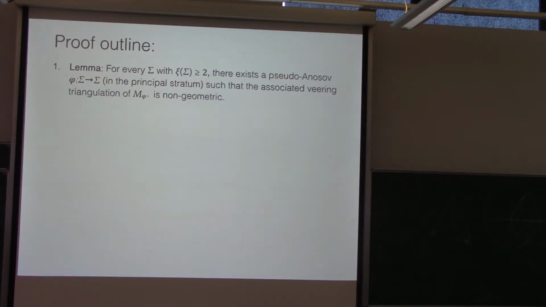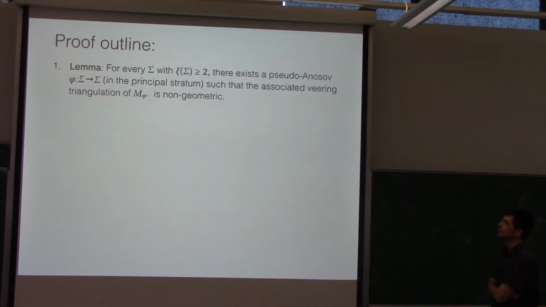Okay, so just an outline. There'll be a lot of details pushed under the rug, but hopefully the outline will be enough to give you an idea of what's going on. So first we need a lemma. For each surface that we're interested in, we need a pseudo-Anosov, and it's going to need to be in the principal stratum for reasons you'll see later. We need a pseudo-Anosov such that the associated veering triangulation is non-geometric. So this is sort of going to be a seed for each surface that I'm going to use to leverage my convergence, I guess.